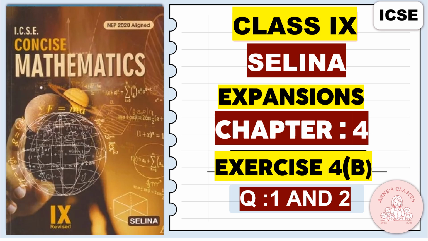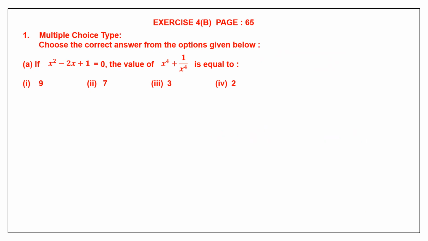Let's do expansions. Chapter 4, exercise 4b. This is found on page number 65 and question 1 is the multiple choice type. Choose the correct answer from the options given below. A. If x square minus 2x plus 1 is equal to 0, the value of x to the power of 4 plus 1 by x to the power of 4 is what we need to find out.